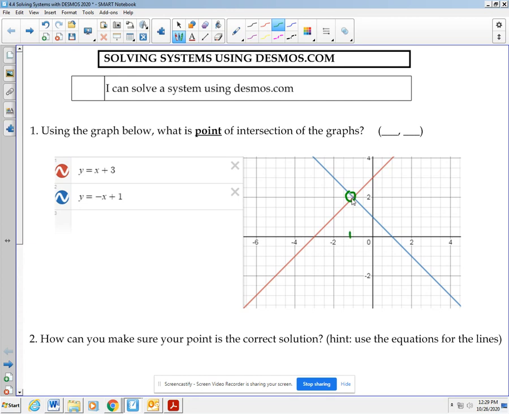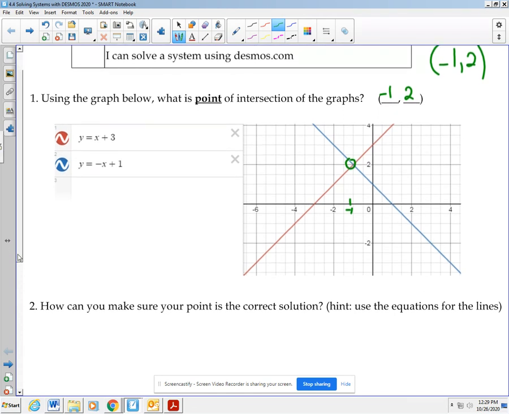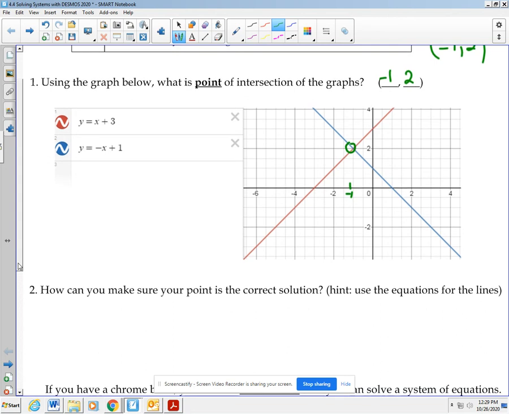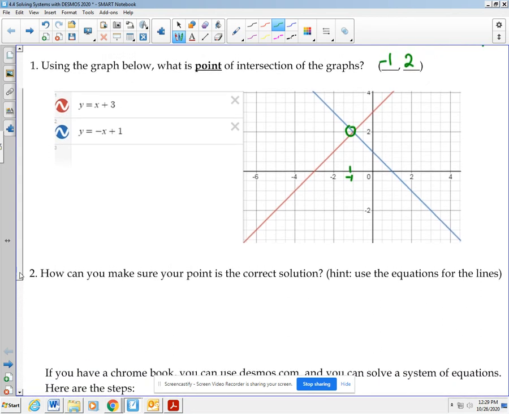Please remember the scale. This is -1. So the answer will be -1, 2. So the intersection is -1, 2. Okay? How can you make sure that your point is the correct solution? What you can do is substitute -1 for x, and substitute 2 for y and see if it works.